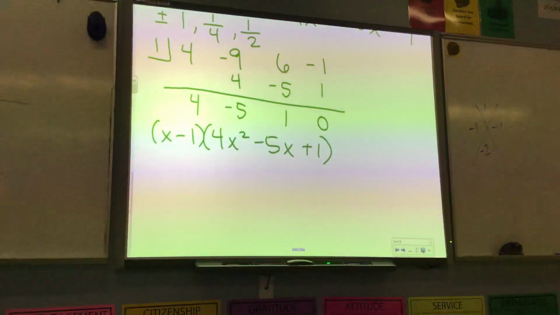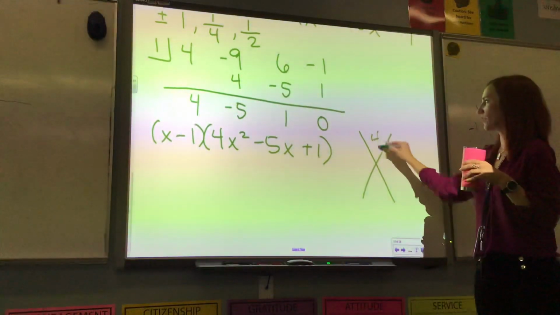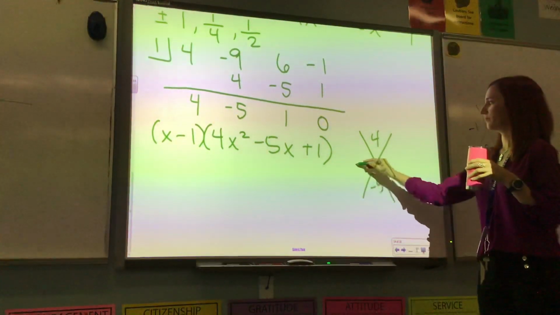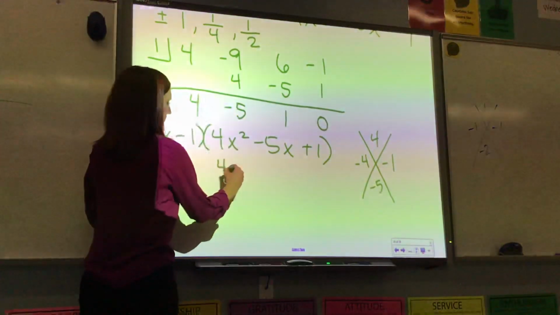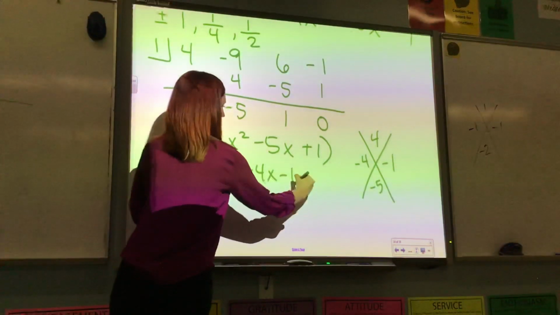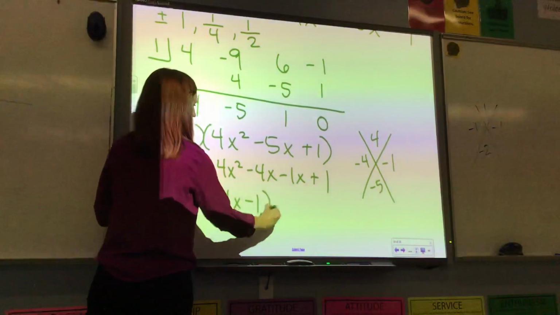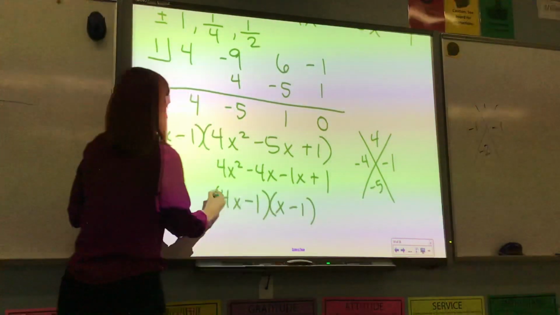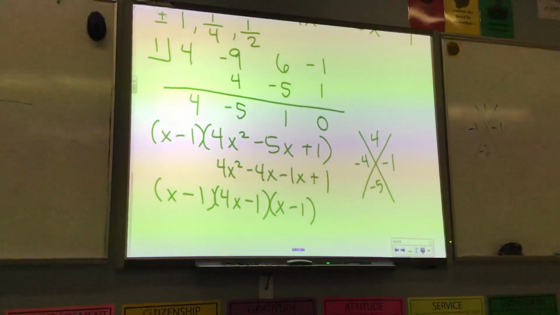Now you have to solve the rest of it. How do I solve that back part? Factor, rational root, quadratic formula. Factor. And you can factor that. Multiply to 4 and add to negative 5 is what? Negative 4, negative 1. Good. So what would be 4x minus 1 times x minus 1? We agree with that?